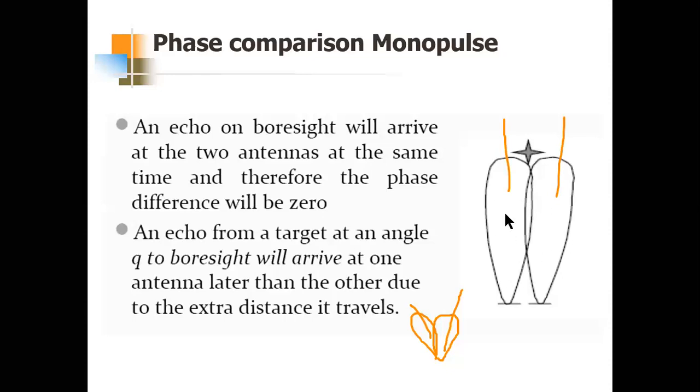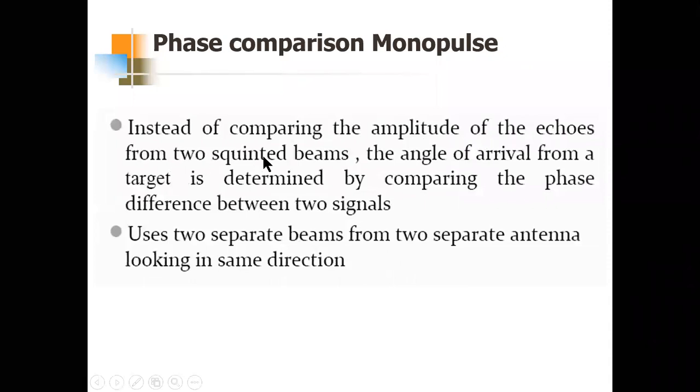Let us go through what is written here. Instead of comparing the amplitude of the echoes from two squinted beams, as in amplitude comparison monopulse, here the angle of arrival from the target is determined by comparing the phase difference between the two signals, and two separate beams from two separate antennas looking in the same direction are used.